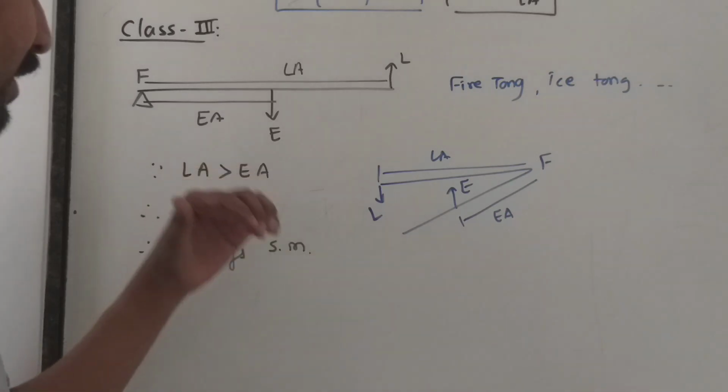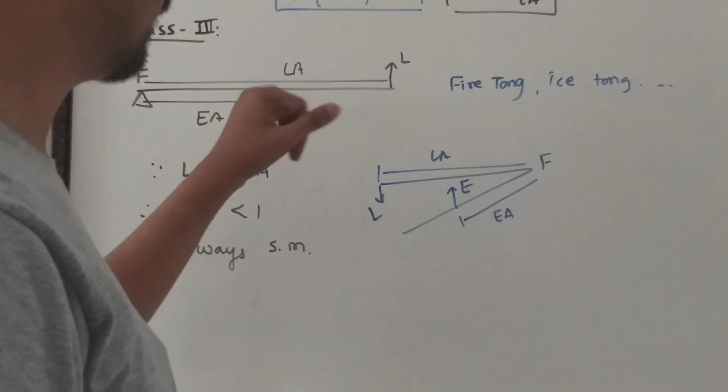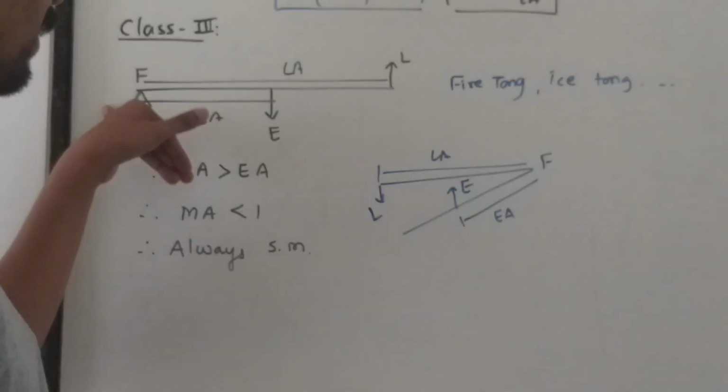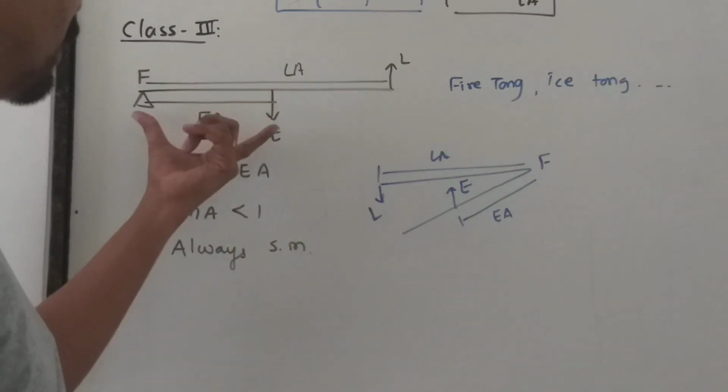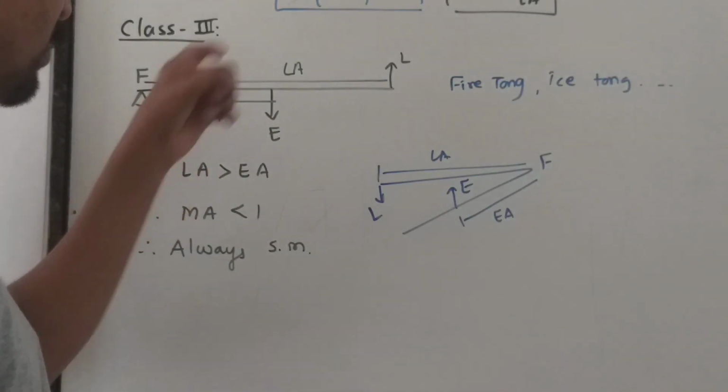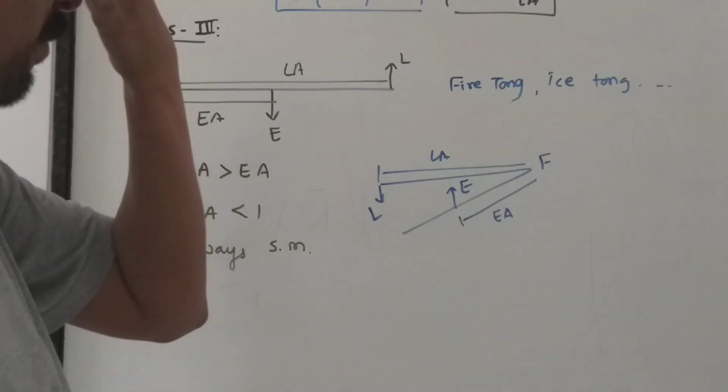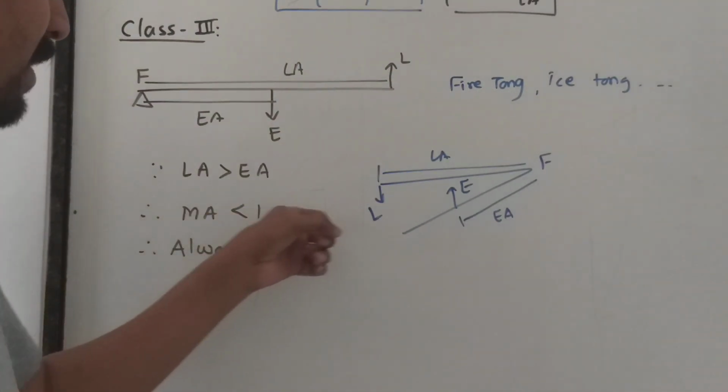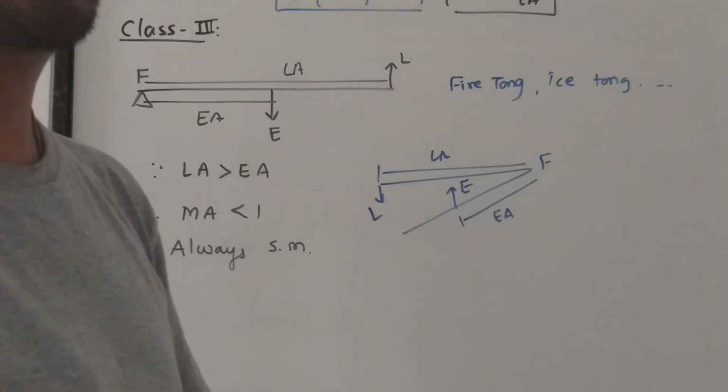Now they can ask a question: why are class 3 levers always speed multipliers? So over here we can write: in class 3 lever, effort is in between that of fulcrum and load. So your effort arm is shorter than load arm, and since your MA is equal to effort arm upon load arm, MA will be less than 1, therefore it is always a speed multiplier.